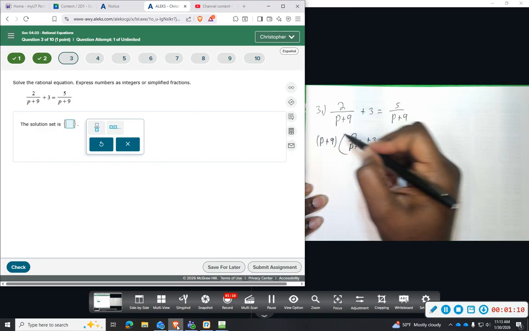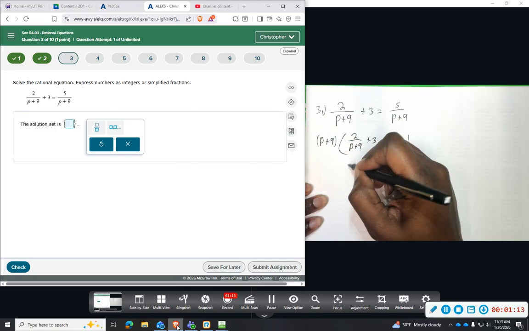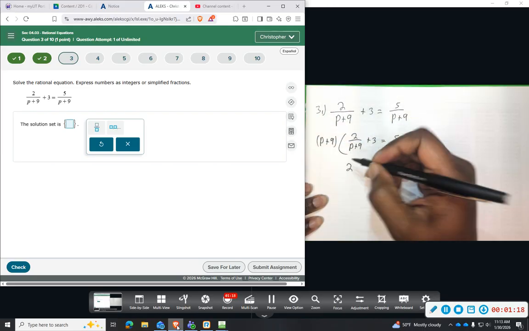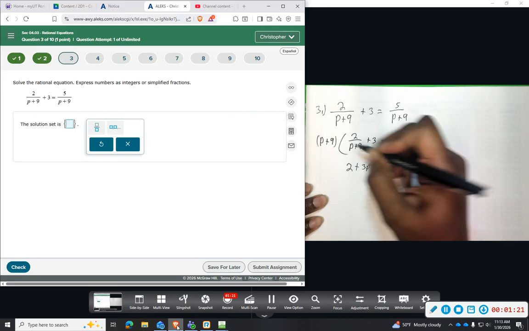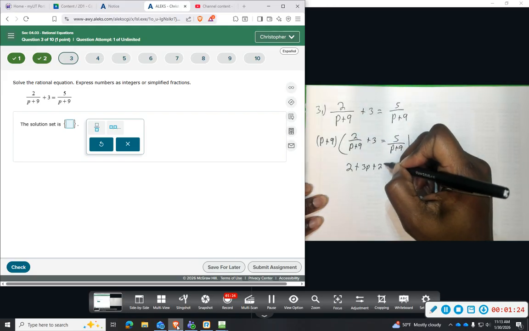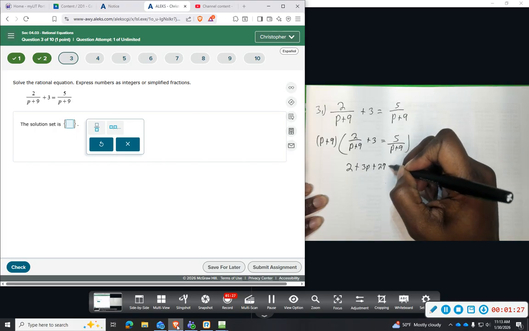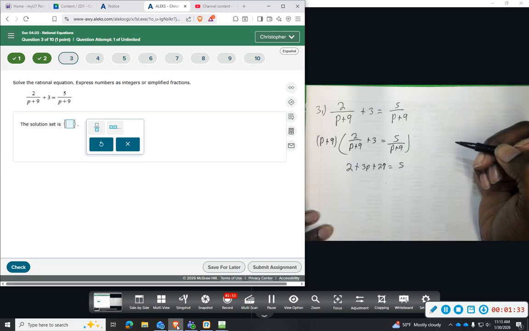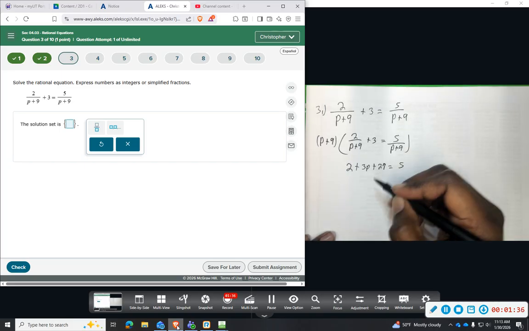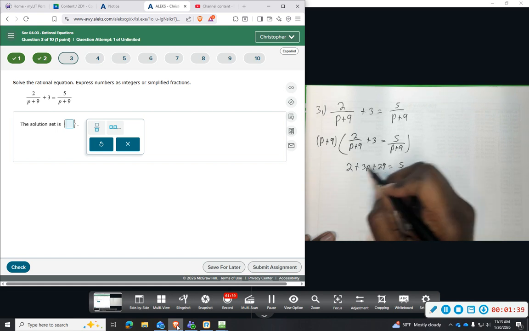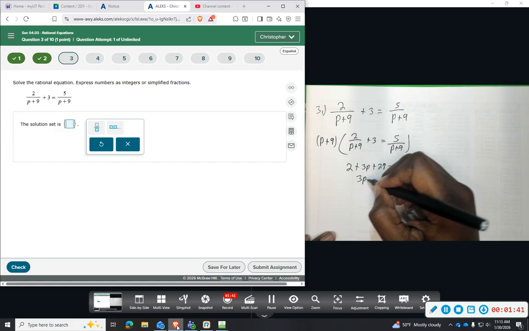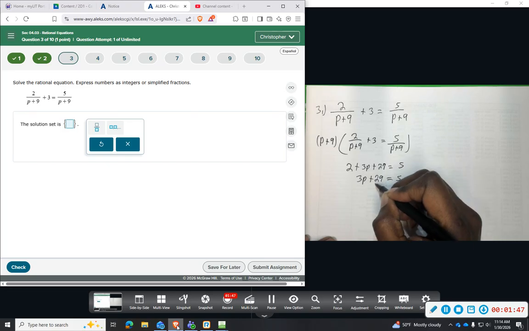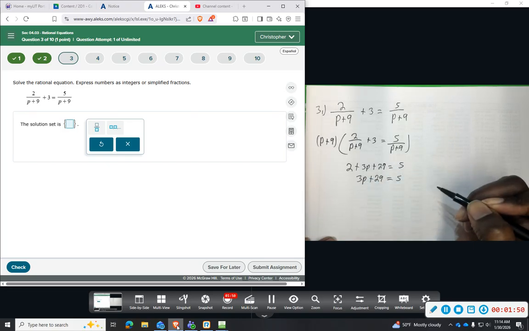Okay, so when I multiply p plus 9 times this expression, it cancels out, leaves me with a 2. When I multiply p plus 9 times a 3, it gets distributed: 3 times p, positive 3p, 3 times 9, positive 27. And then equals, and when I multiply the p plus 9 times this last term, it cancels out, leaving me with 5. At this point, we're going to combine the 2 and 27 on the same side, so that will give us 3p plus 29 equals 5.